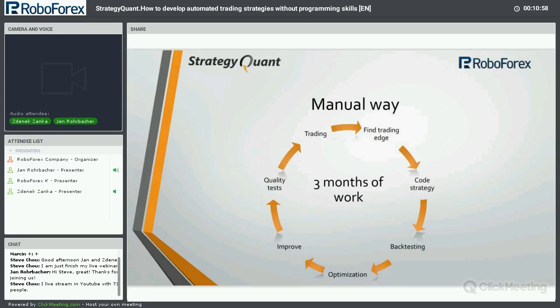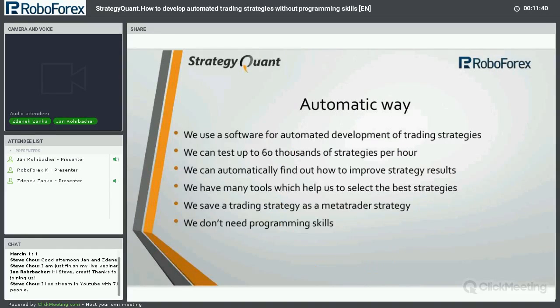Then you usually find a way how to improve the results, let's say with some indicator or some entry rules. Then you have to improve your strategy and rewrite the code again. Then you have to do the quality tests, and it's also not so simple in MetaTrader. And when all these steps are finished, then you can start to trade your strategy. This way of development takes really long time. You need about 3 months of work to develop one single strategy. So this way needs really much time, and you have to be a very skilled programmer. So this way is not so convenient for most traders.